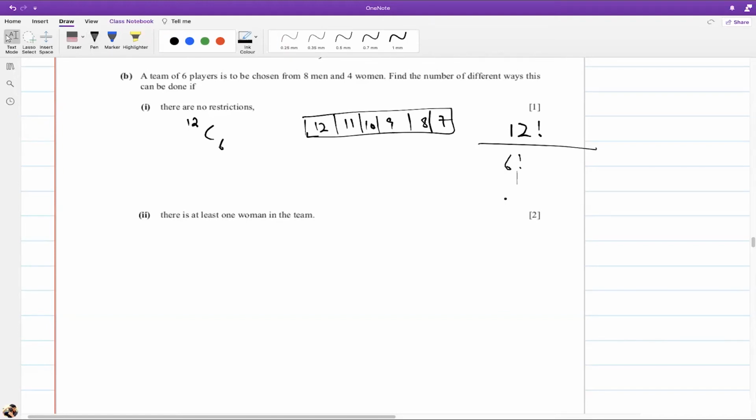Because this is just picking people, not repeating people, the order doesn't matter. If I choose Amna and Mohsen, that is the same thing as choosing Mohsen and Amna, right? Because there are 6 members of the team, there are 6 factorial arrangements of these people being chosen. So that is 6 factorial again.